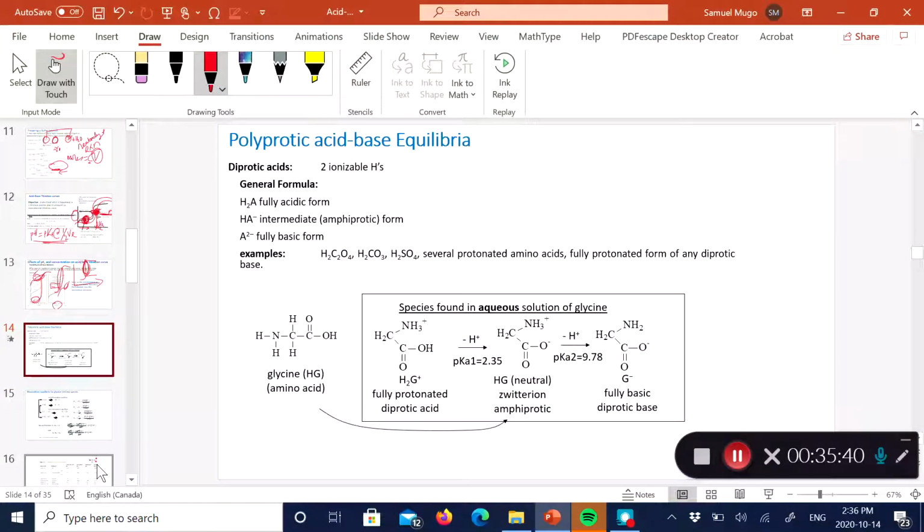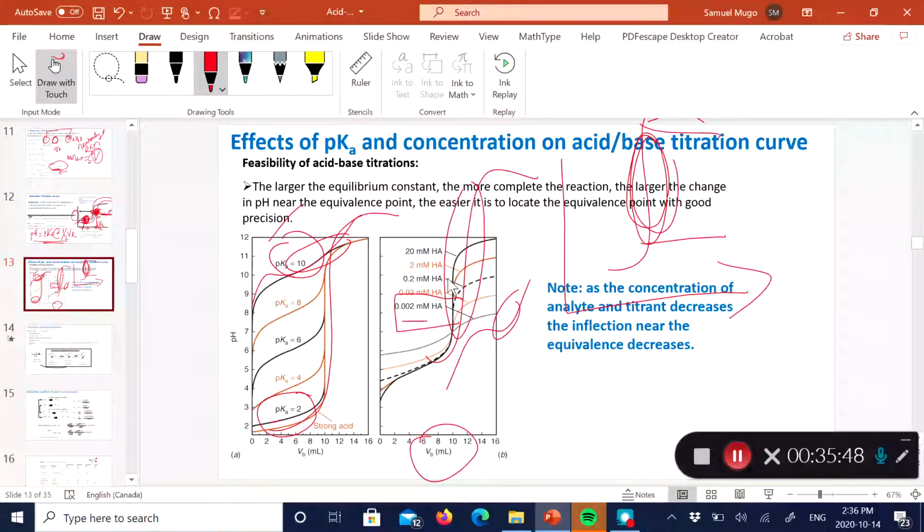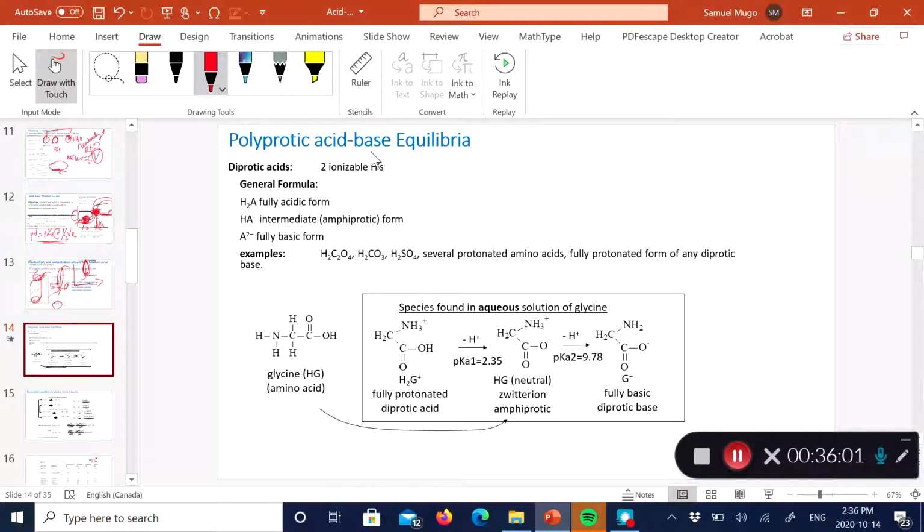So in the next lecture, we're going to talk about polyprotic acids and bases. For now, we've talked mainly about monoprotic acids, meaning it's got only one proton that can be donated. In the next lecture, I'll very quickly talk about the polyprotic acids, where I've got more than one hydrolyzable proton.